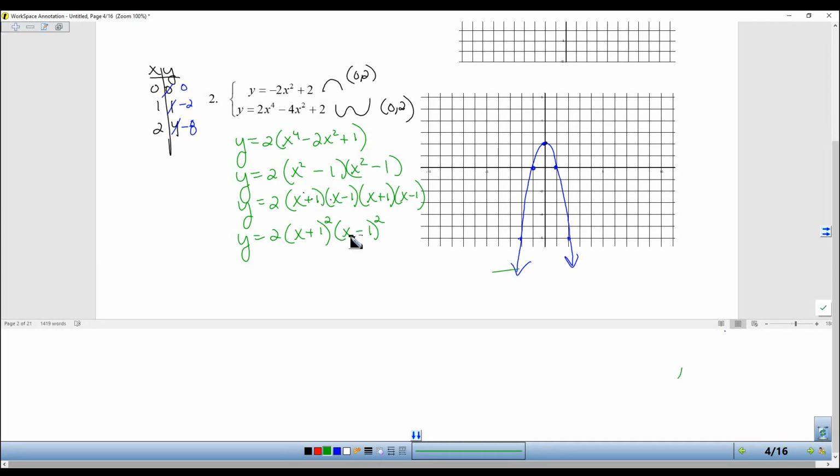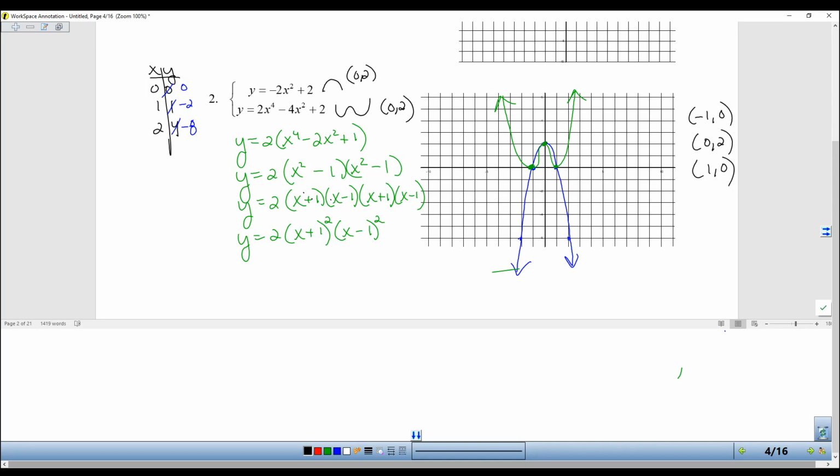So I know its y-intercept is also this (0, 2). I know it has a bounce at -1 and another bounce at +1. So it must come down and then go up and then come down and go back up again. It looks something like that. Without doing any algebra at all, I can see that my answers are (-1, 0), (0, 2), and (1, 0).